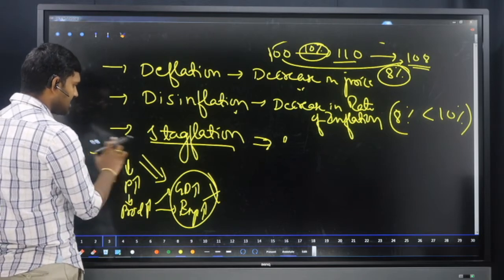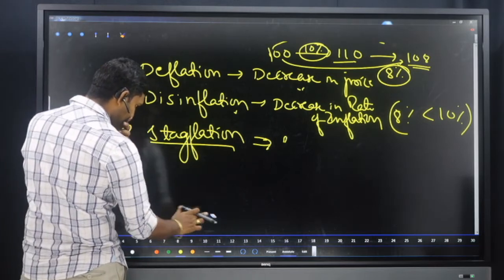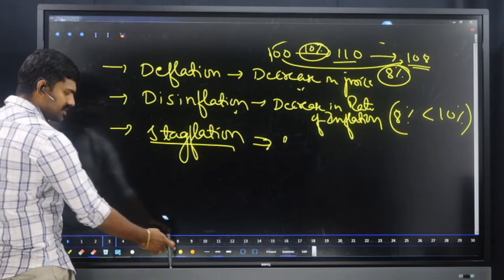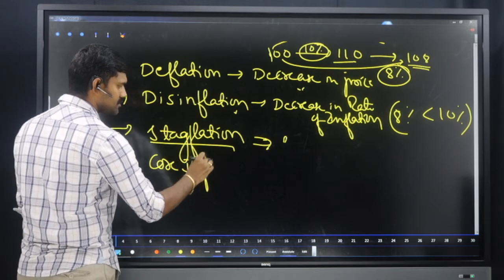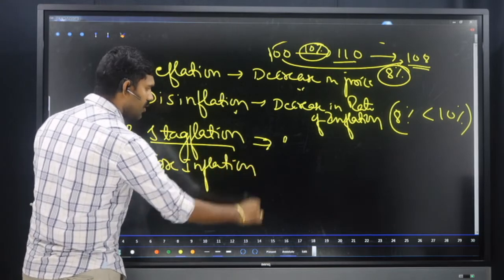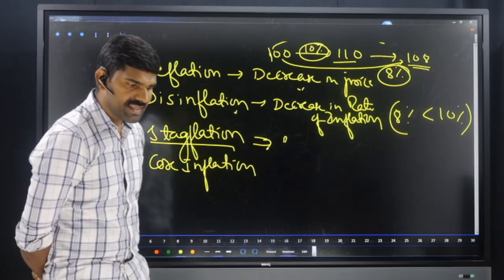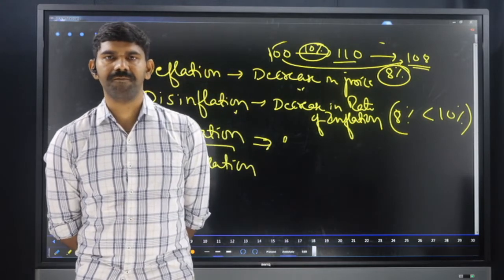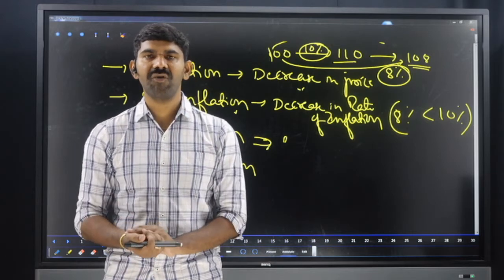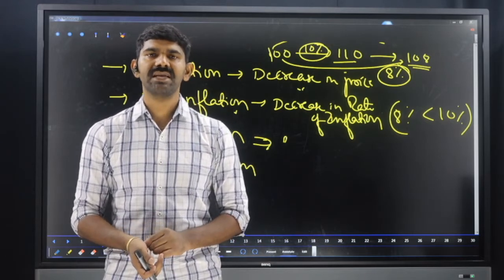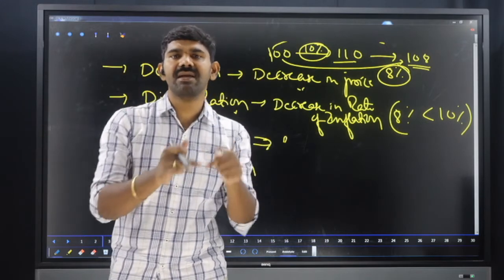The next one, there is something called core inflation. What exactly is this core inflation? What is the meaning of core inflation? See here, core inflation is nothing but they are trying to calculate inflation by removing certain commodities. Some commodities which are very volatile in nature, whose prices are increasing abnormally, they will put outside, and for the remaining things they will calculate the inflation.